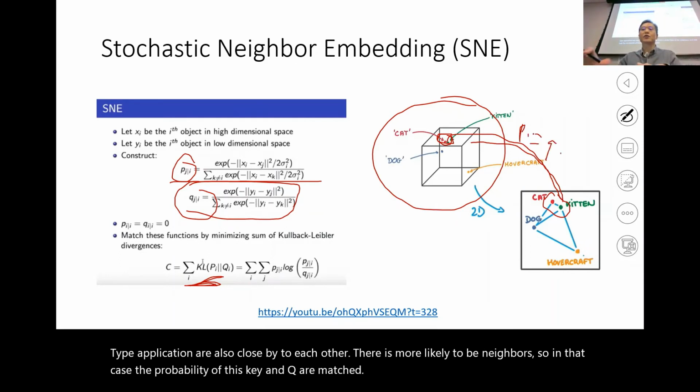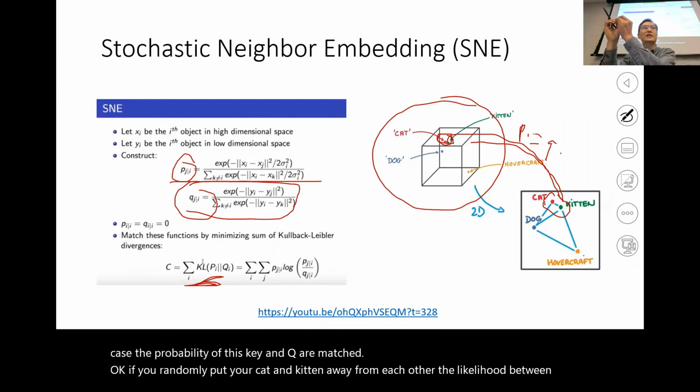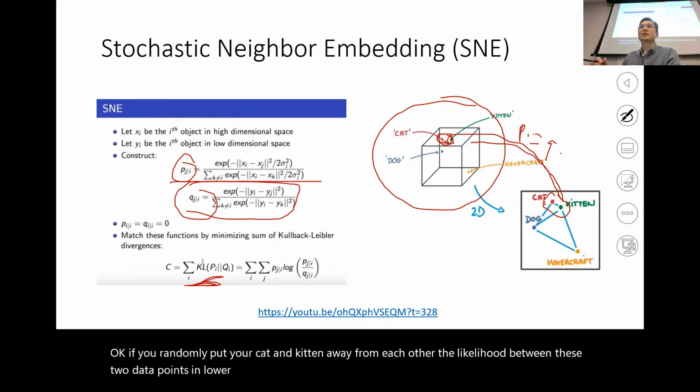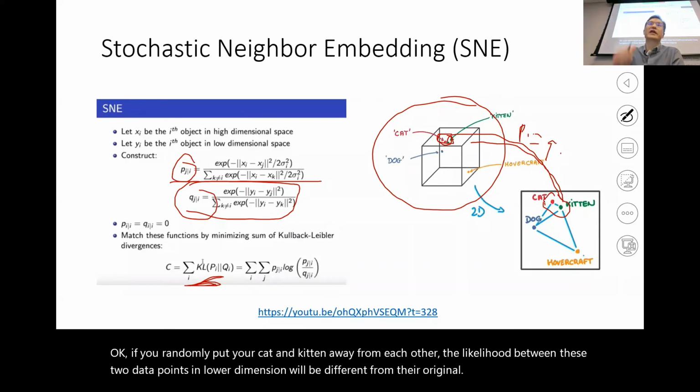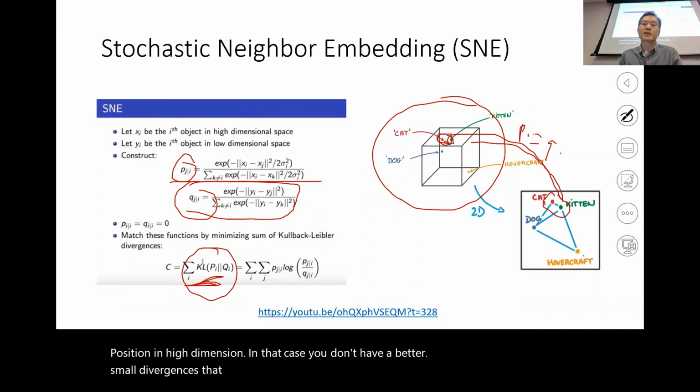Okay, if you randomly put your cat and kitten away from each other, the likelihood between these two data points in lower dimension will be different from their original position in high dimension. In that case, you don't have a small divergence. That means this embedding is not as good as the non-random one. Okay. So that's the idea.